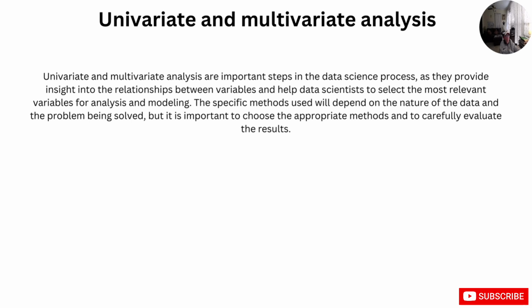Univariate and multivariate analysis are important steps in the data science process, as they provide insight into the relationship between variables and help data scientists to select the most relevant variables for analysis and modeling. The specific methods used will depend on the nature of the data and the problem being solved, but it is important to choose the appropriate methods and to carefully evaluate the results.